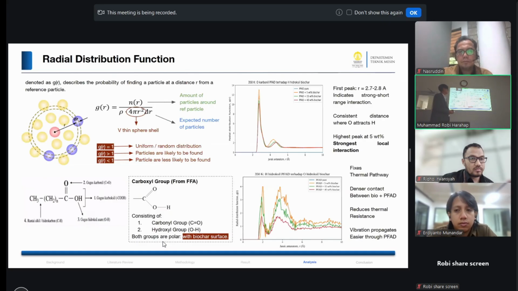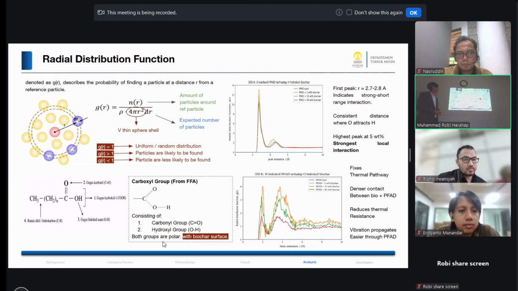Okay, lastly is the radial distribution function analysis. So what is RDF? RDF is basically denoted as g(r). g(r) describes the probability of finding a particle at a distance r from a reference particle. So let's say what we're trying to assess is this particle here. Let's say this is O, oxygen from PCM, and we're trying to find the probability of finding hydrogen from biochar. So we use this radial distribution function, and then we can find one, two, and three amounts of hydrogen from biochar.